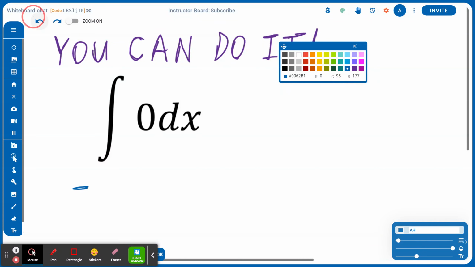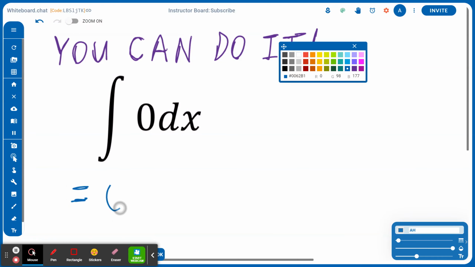Hi everyone, let's take a look at the following example. Find the antiderivative or the integration of 0 with respect to x. Step 1. Now, if you think about this question carefully, there are several ways of looking at it. And to avoid the paradox of choice, I'm just going to show you one method.